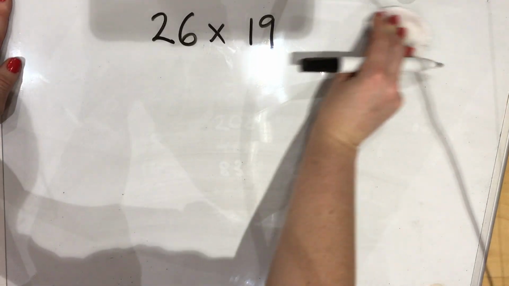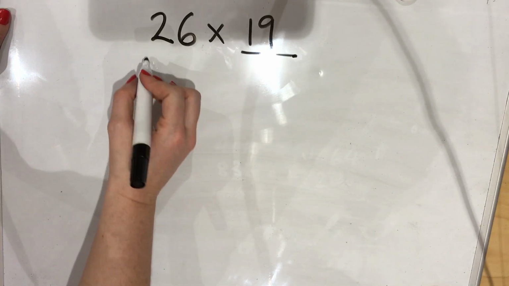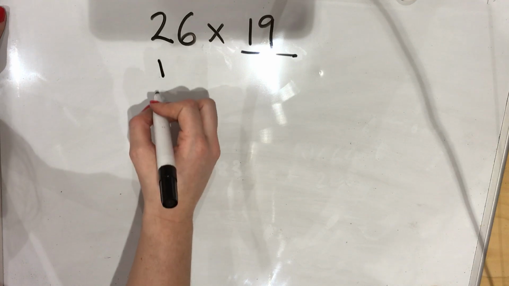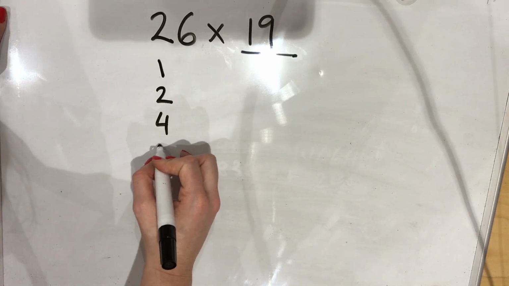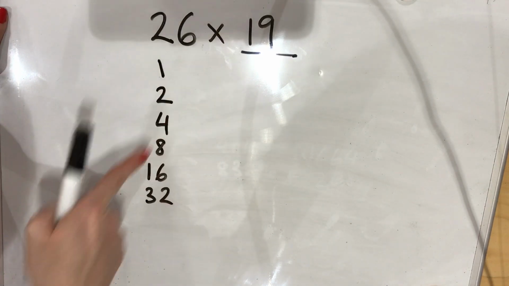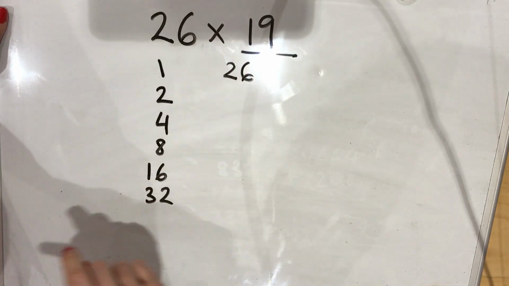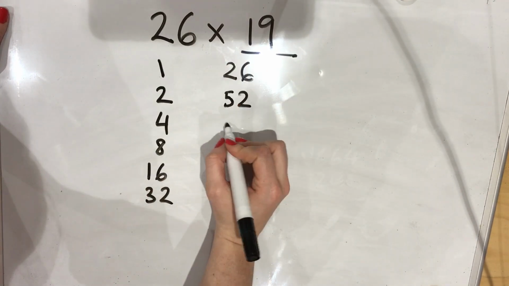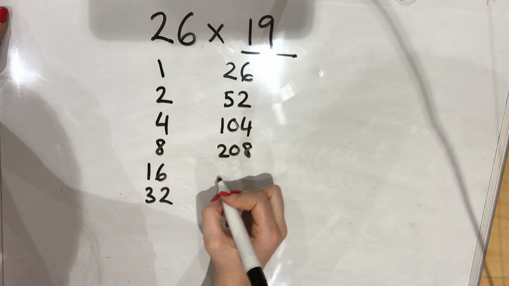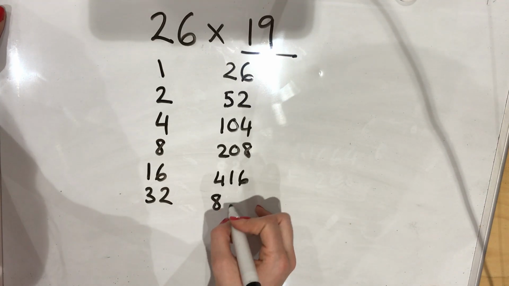So start with those two, pause the video, and then we'll go through them together. Okay, so 26 multiplied by 19. So I'm going to keep doubling my numbers until I get to a number larger than 19. So 1 doubled is 2, doubled is 4, doubled is 8, doubled is 16, doubled is 32. And that's larger, so I can now stop. And then I've got 26, double it, 52, double it, 104, double it, 208, double it, 416, double it, 832.